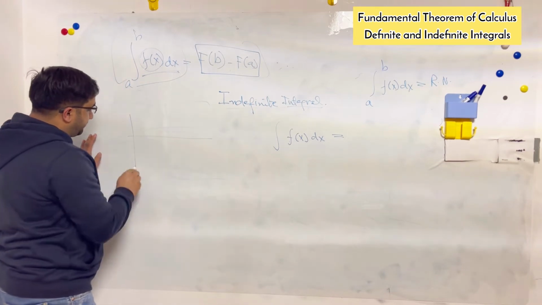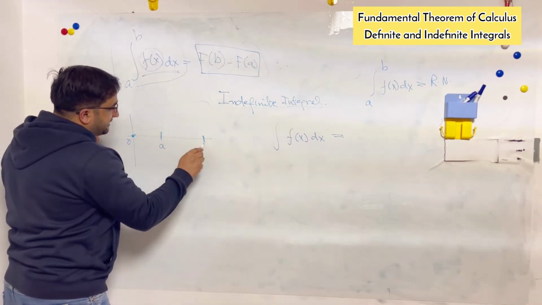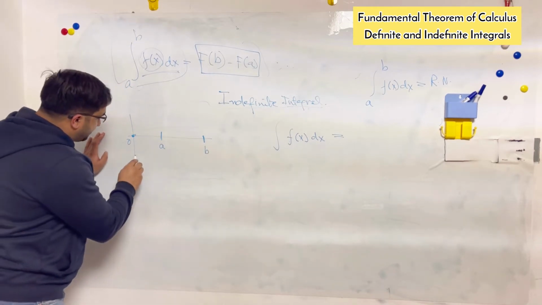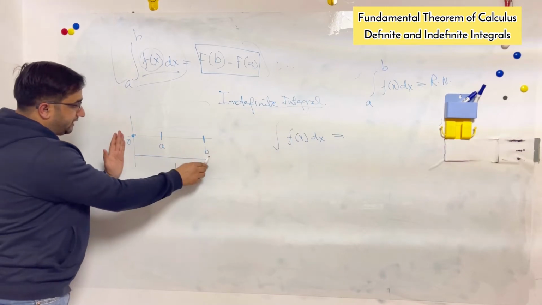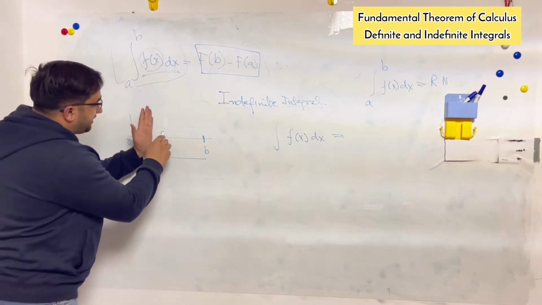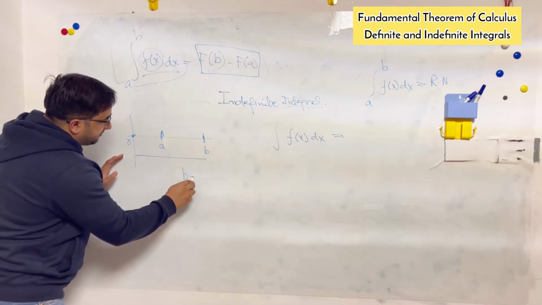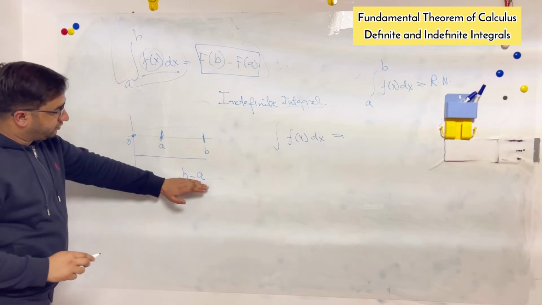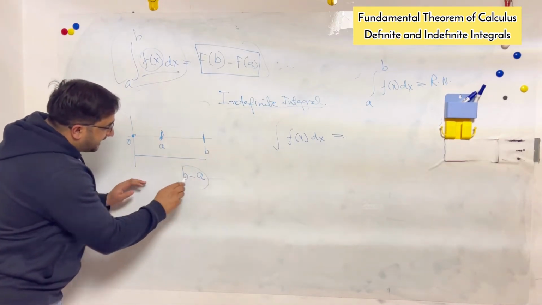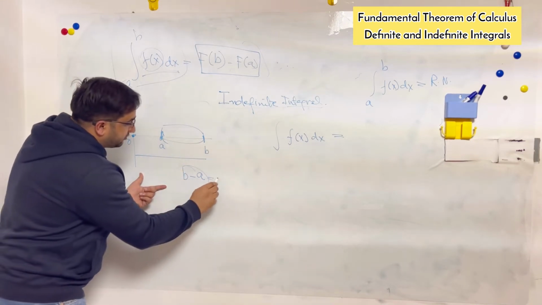if you have these 2 points, you are starting at 0 here, and this is a and this is b. Now this whole distance from 0 to b, this is b. But if you are interested only in this region, what do you do? You say this is b minus this point a.